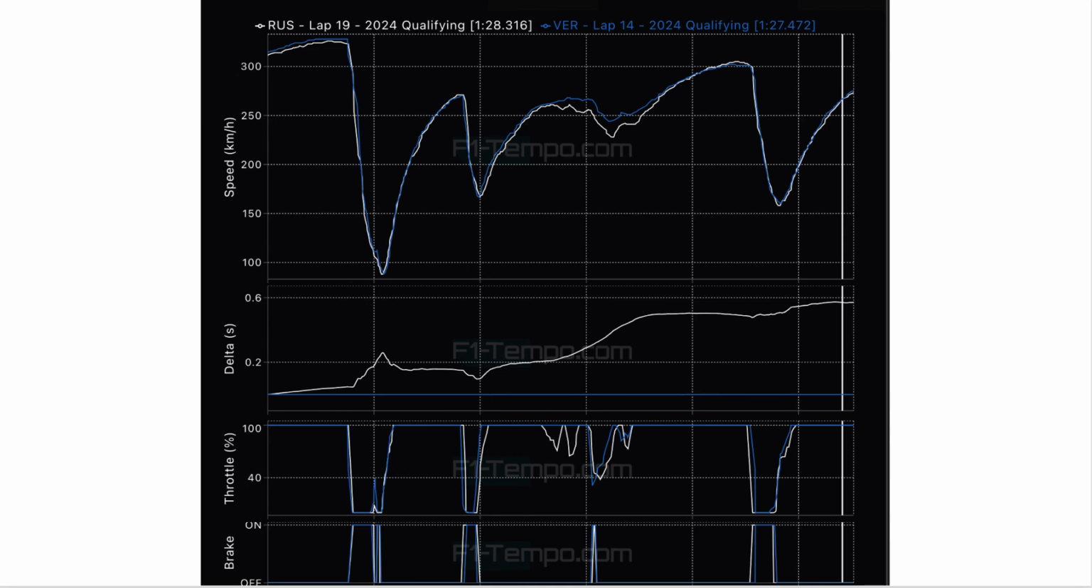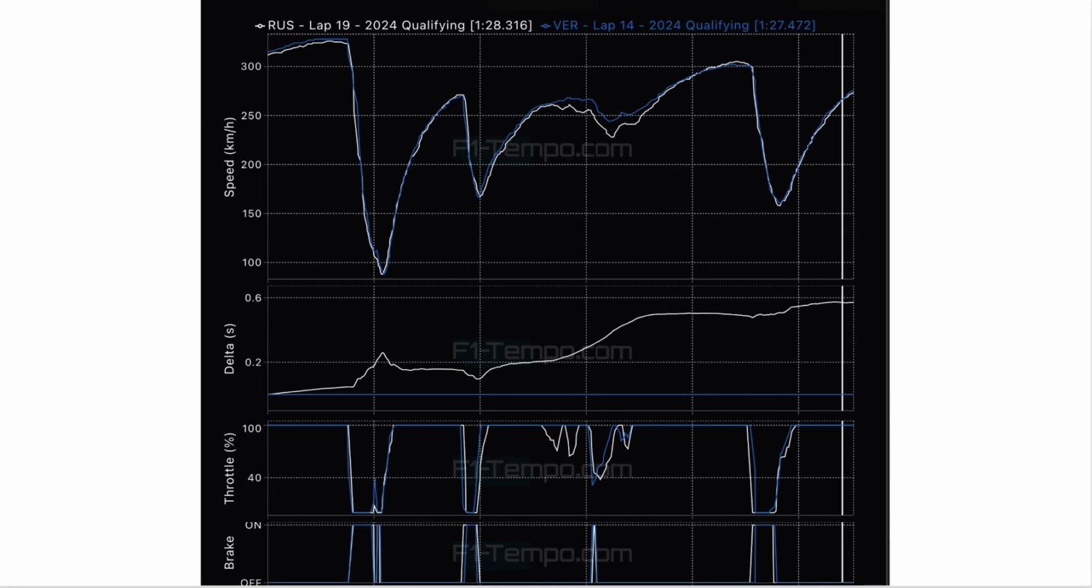The x-axis again is the horizontal line across the bottom. That's the distance. Zero is roughly the start-finish line, and the end of that horizontal line is just after the hairpin at the end of sector one. The y-axis, the vertical axis, is the speed in kilometers per hour. Below that, we've got the delta, which I'm going to come back to a bit later.